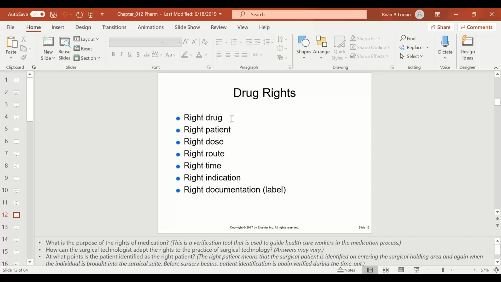But know these rights. There is one right that is not listed here. It is the patient's right to refuse. The patient has the right to refuse any medication, even if that medication is going to save their life. They can say, I don't want it.